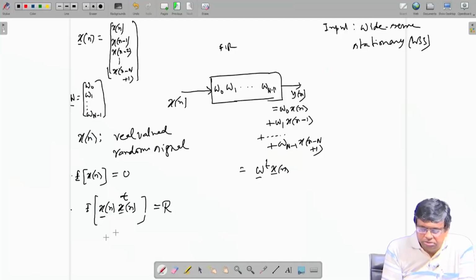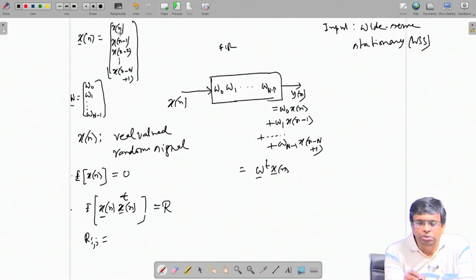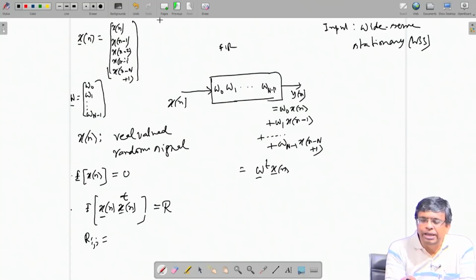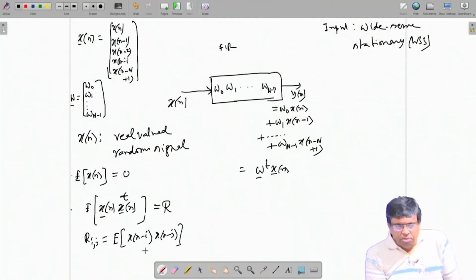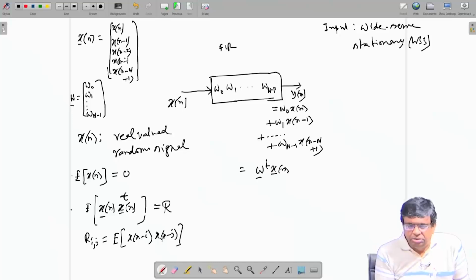Typically, what is R? What is the i comma jth element here? I comma jth element will be x n minus i. Maybe you can take x n minus i from here, and then when you make a row, take x n minus j. So, x n minus i into x n minus j, that will come in the i comma jth position. So, R i j will be nothing but expected value of x n minus i, x n minus j. But though n is present, this is function of i and j only. This is the assumption of stationarity.